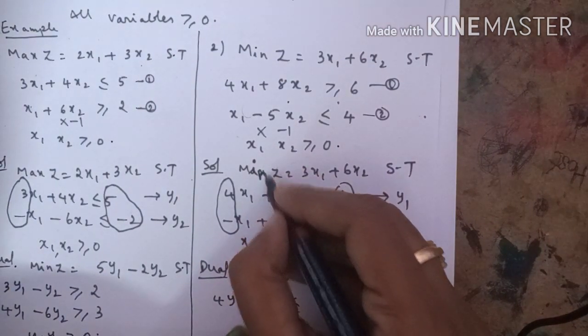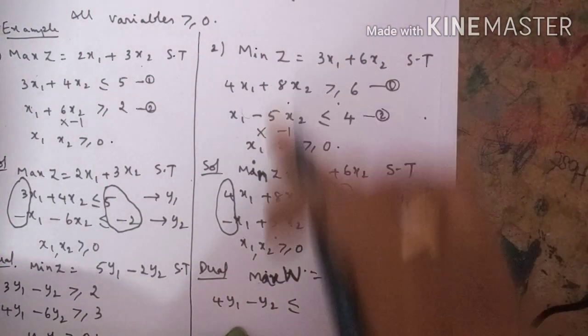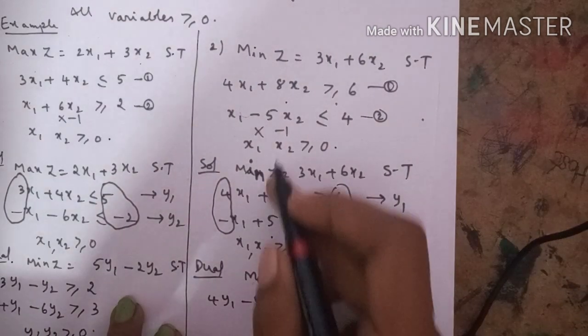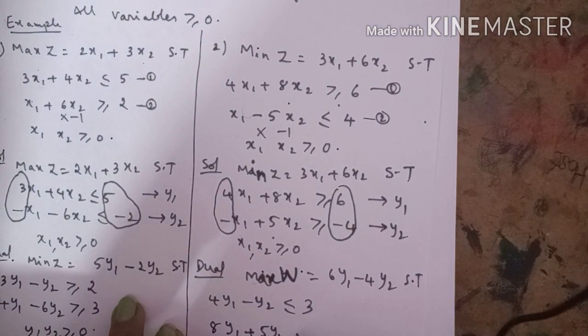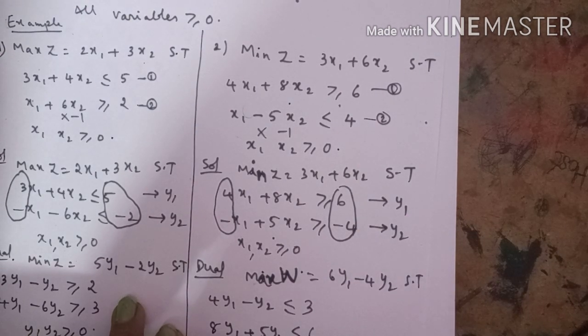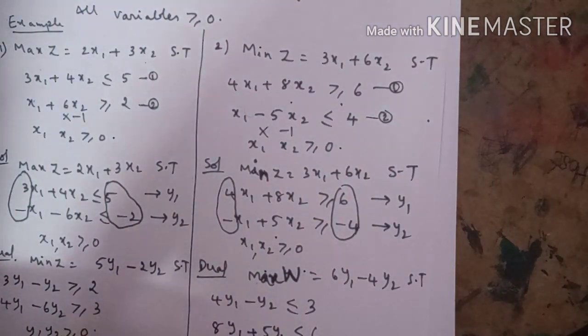this is min z, the given problem is min z, therefore this becomes max z. 4y1 minus y2, greater than or equal to becomes less than or equal to, now the coefficient of the objective function is 3. Now the second column coefficients: 8y1 plus 5y2, greater than or equal to becomes less than or equal to, the coefficient of the objective function is 6. y1, y2 greater than or equal to 0. Minimization becomes maximization. Thank you.